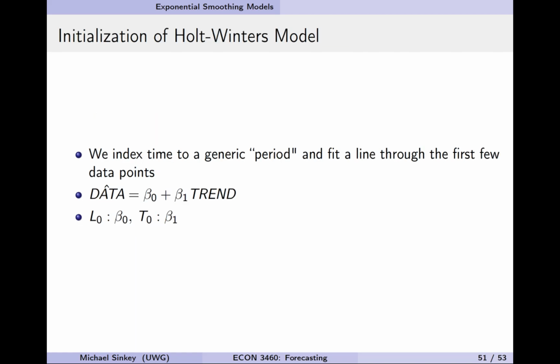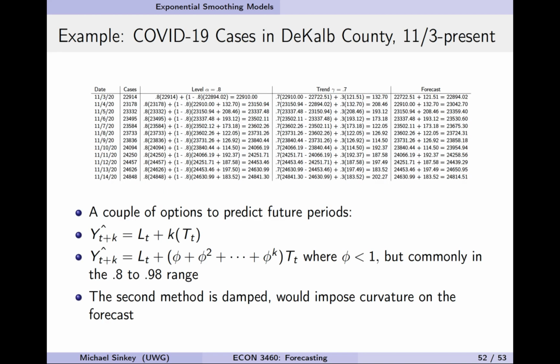We can initialize this by creating a generic period and fitting a regression line. Let's just assume we do that in the interest of time, but I want to show you some data. So these are COVID cases in DeKalb County. Here is how we make the double exponential smoothing forecast.